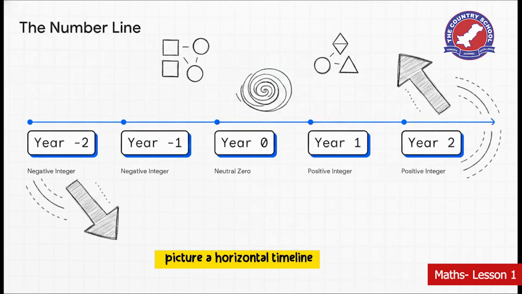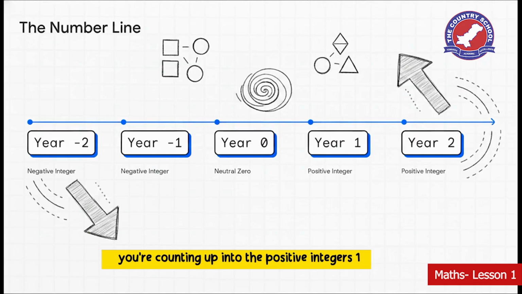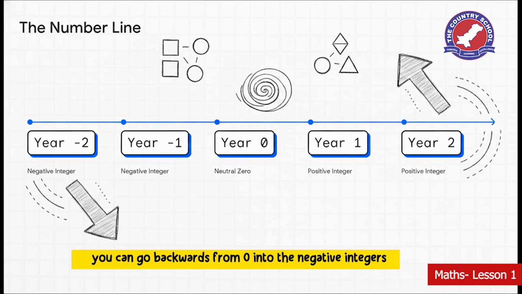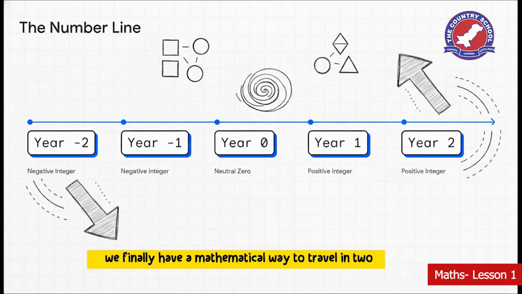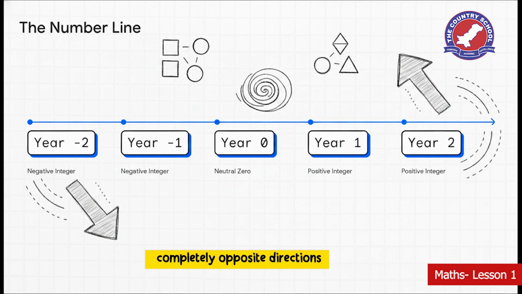Picture a horizontal timeline, or a number line, in your head. Right smack in the middle, you have your neutral 0. If you move to the right, you're counting up into the positive integers, 1, 2, and so on. But now you can also move to the left. You can go backwards from 0 into the negative integers, -1, -2. We finally have a mathematical way to travel in two completely opposite directions.